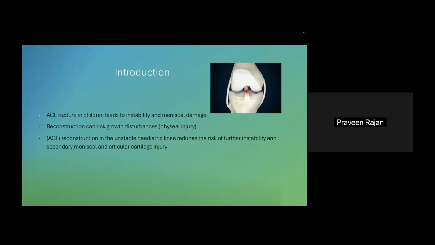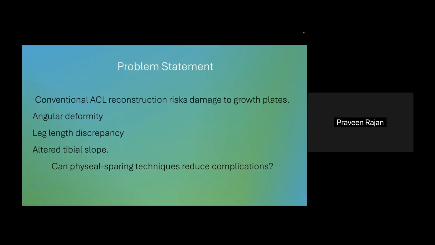ACL ruptures in children lead to instability and meniscal damage, and reconstruction can also cause risk to the growth plate, the physeal injury. ACL reconstruction in the unstable pediatric knee reduces the risk of further instability and secondary meniscal and articular cartilage injury.